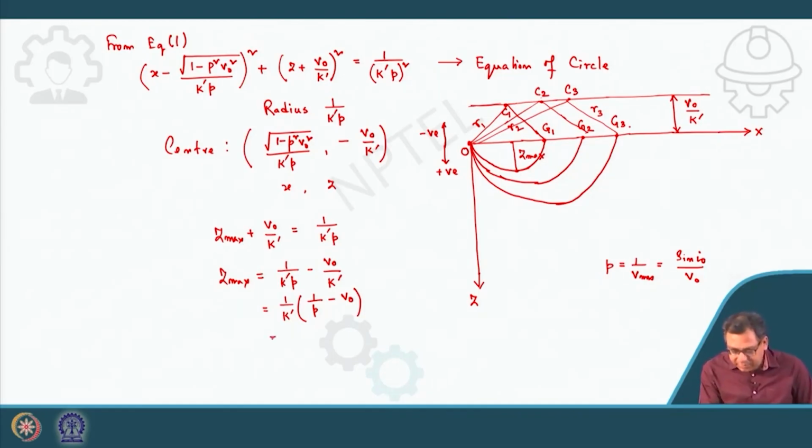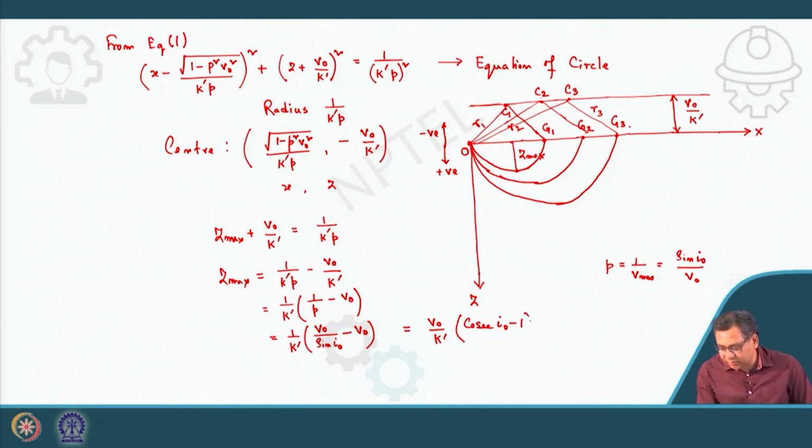Okay. So now I can write 1 by K dash, P will be, that means V0 by sine I0 minus V0. So if I take V0 outside, K dash, it will be 1 by sine I0, that means cosec I0 minus 1. So Z max I will get by this expression, V0 by K dash, cosec I0 minus 1.